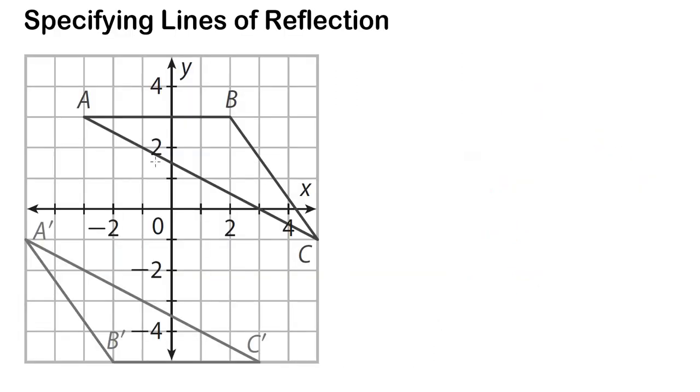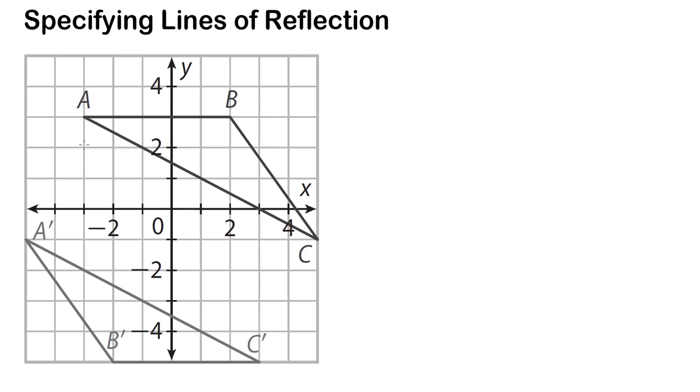All right, now let's talk about specifying lines of reflection. So we see here we have triangle ABC, and it's been reflected across some line to give us triangle A prime, B prime, C prime. And what we need to do is specify what and where is the line of reflection. So in order to do that, we need to remember the concept that the line of reflection is a perpendicular bisector for the line segments that connect a point to its partner. So what does that mean?